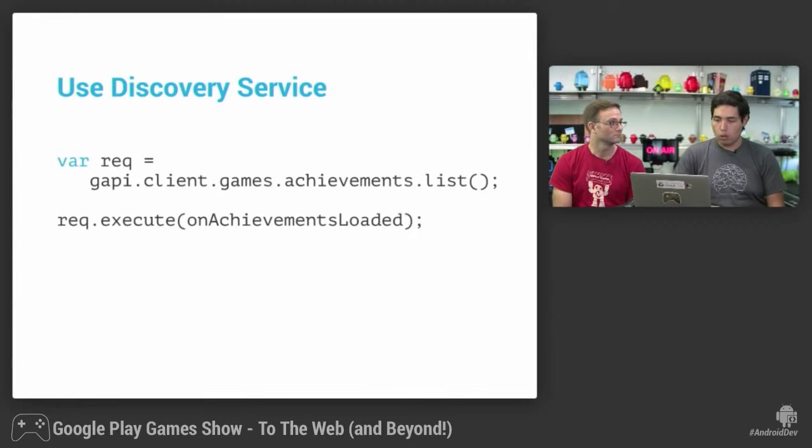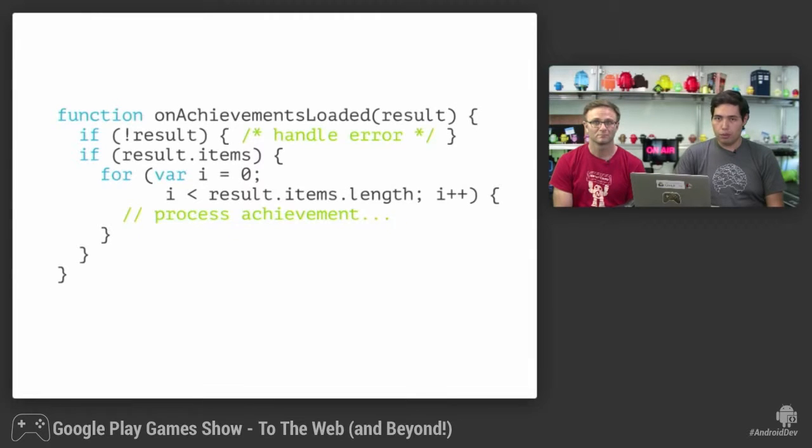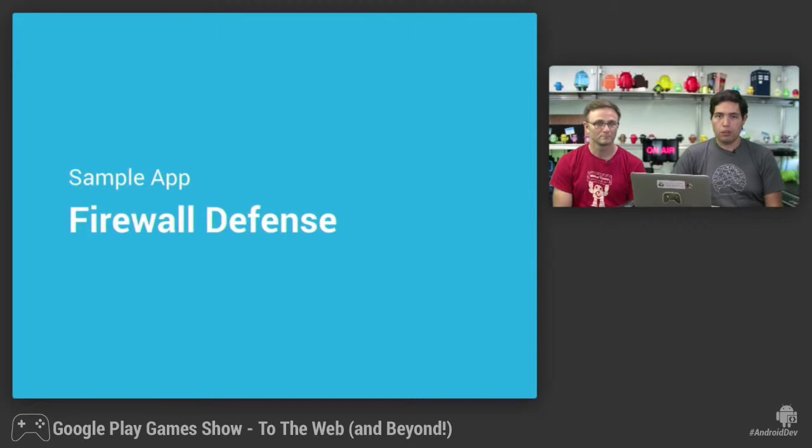And that's going to generate a request that I can then execute and then pass my callback. And once the callback gets called, you're going to get the result of that call. So you can check for errors, and if there is no error, then you can do whatever you want with that result. In this case, I'm just iterating through the achievements that the user has and then doing something with them. So this just illustrates, in just a few minutes, pretty much the summary of how to use the web API. Of course, we do encourage you to take a more careful look at the documentation, because there are many more details to this. So with that said, let's go on to the demo.